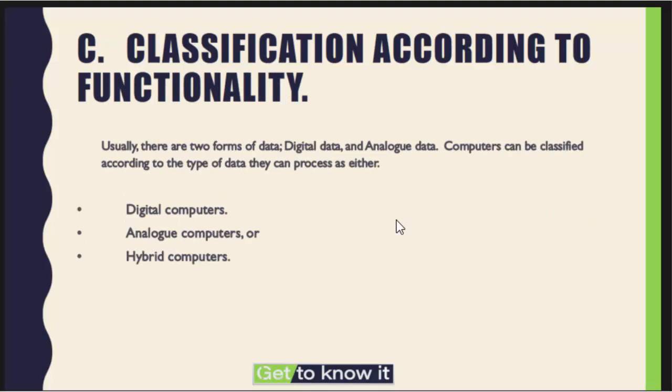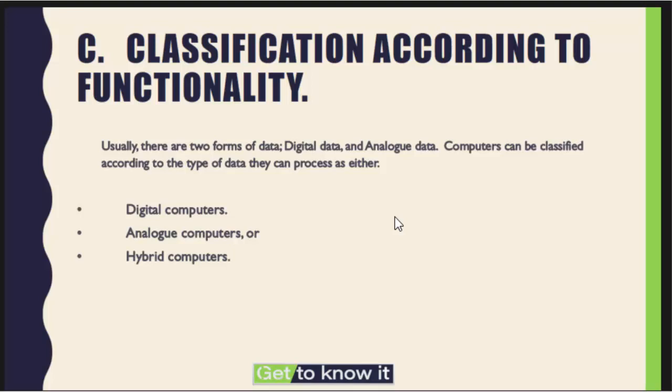Classification according to functionality. Usually, there are two forms of data: digital data and analog data, as we have discussed before. Computers can be classified according to the type of data they can process, that is, either digital computers, analog computers, or hybrid computers. We are going to discuss the three, each at a time. So let's start with digital computers.